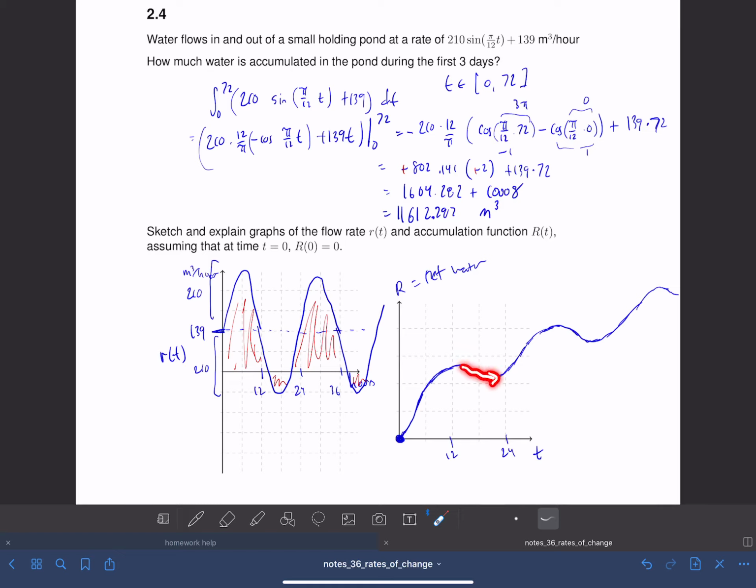Sometimes it's going in the down direction, and that's where the rate is negative, where water is flowing out of the pond during those time periods. Most of the time, water is flowing into the pond. When water is flowing out of the pond, the accumulation function is decreasing. When water is flowing into the pond, the accumulation function is increasing.